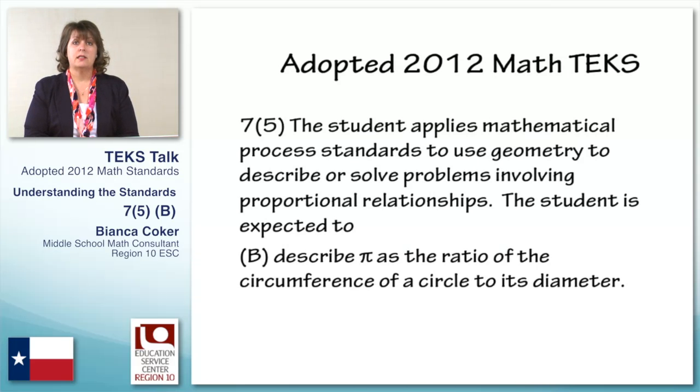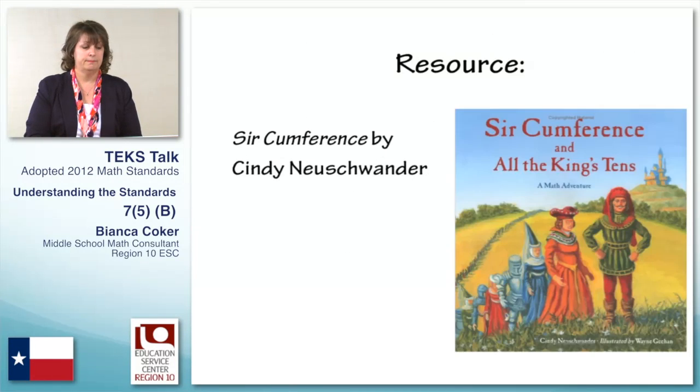The standard says the student applies mathematical process standards to use geometry to describe or solve problems involving proportional relationships. The student is expected to describe pi as the ratio of the circumference of a circle to its diameter. Just a little note, this standard has actually moved up from 6th grade. So this is something your 6th grade teachers have been doing.